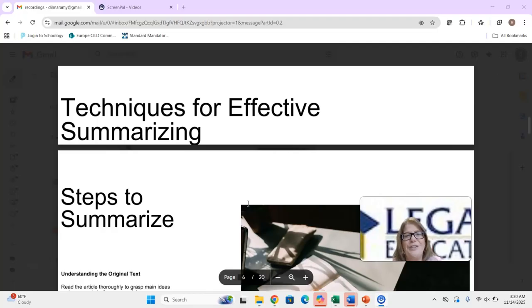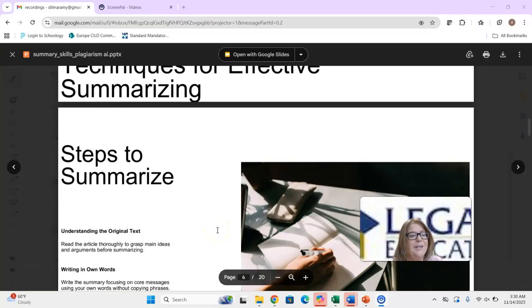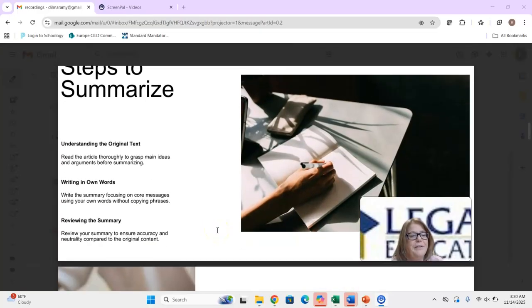So, how are you going to do this successfully? Because we've spoken about now why it matters and how you might use those skills in the real world. But let's give you some actual strategies. So, here's 3 steps to summarizing that you can follow. I'll give you a moment to review that.